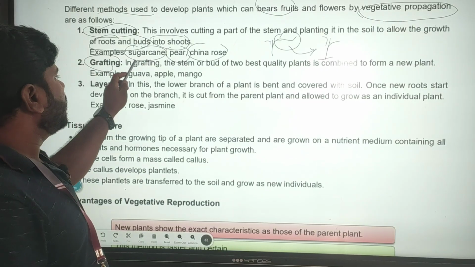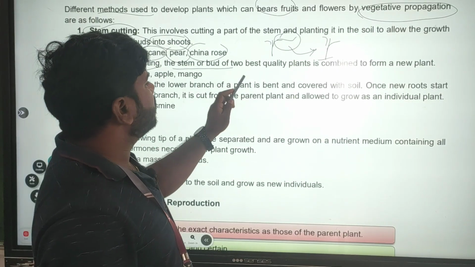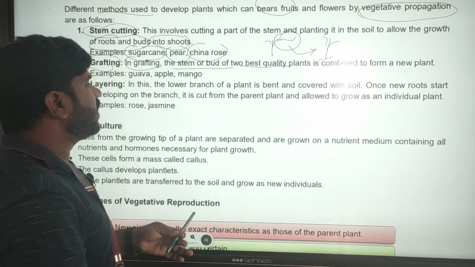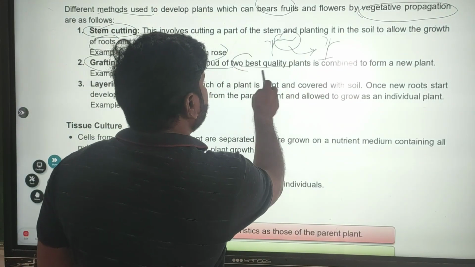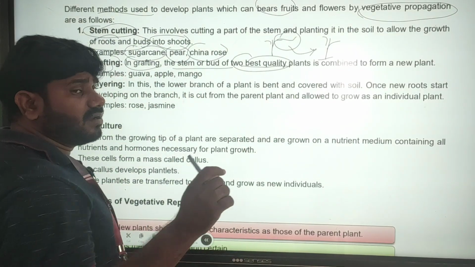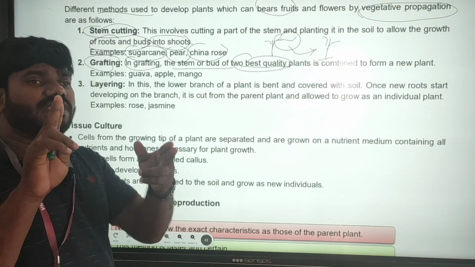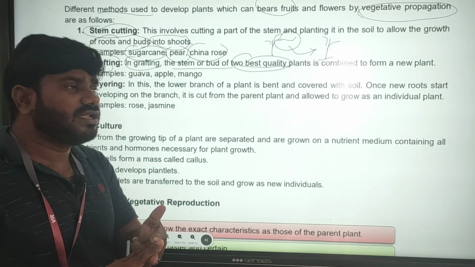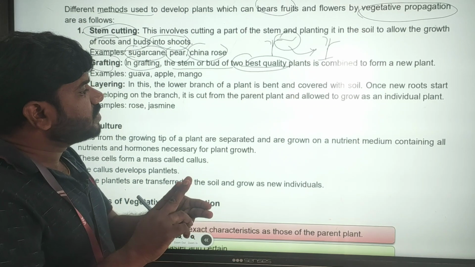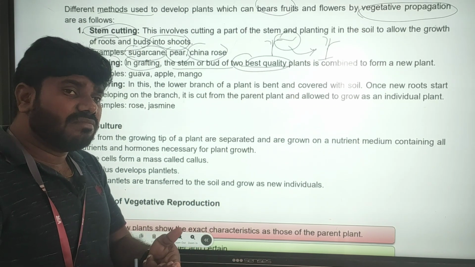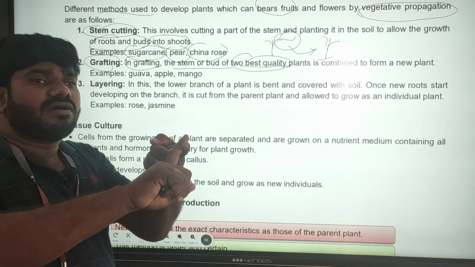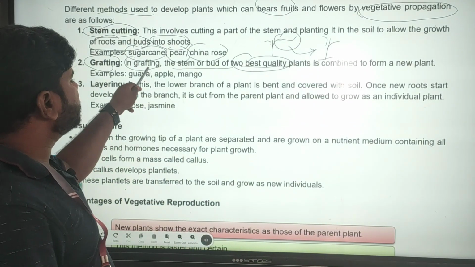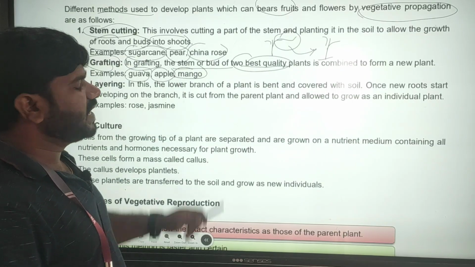Next, grafting. In grafting, the stem or bud of two best quality plants is combined to form a new plant. Two best quality plants, there will be grafting, and the best quality parts of the stem or bud will be grafted, and that will develop into a new plant. Examples you can see: guava, apples, mango, etc.